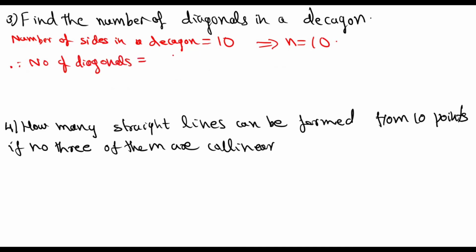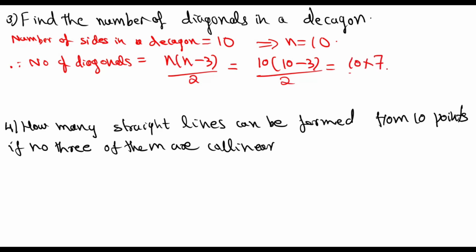Therefore number of diagonals is equal to, what's the formula? Number of diagonals is equal to n into n minus 3 by 2. It's equal to 10 into 10 minus 3 by 2. It's equal to 10 into 7 divided by 2. It's equal to 2 ones are 2, 2 fives are, 7 fives are, it's equal to 35. So number of diagonals in a decagon is equal to 35.